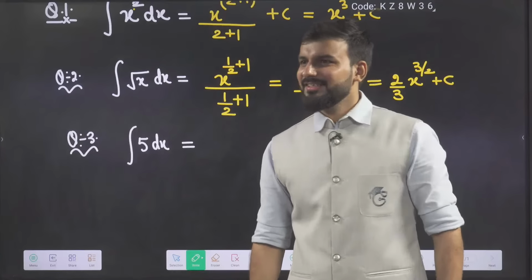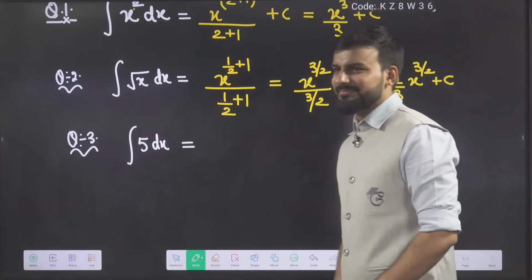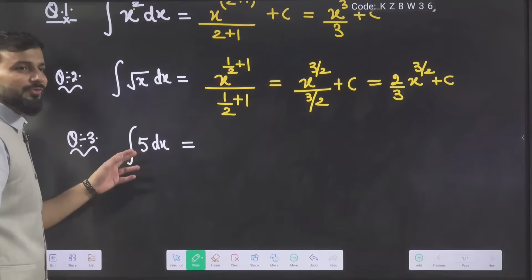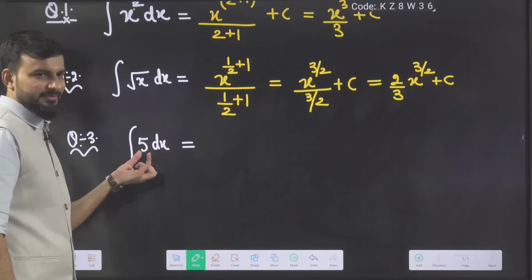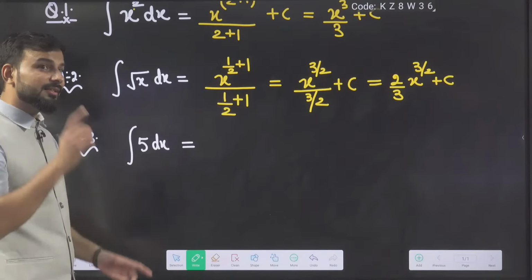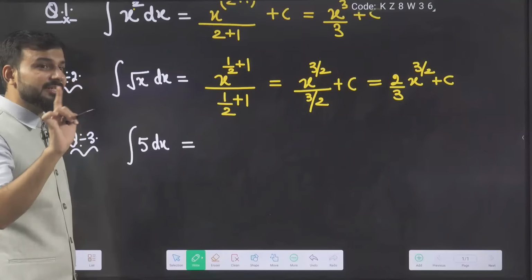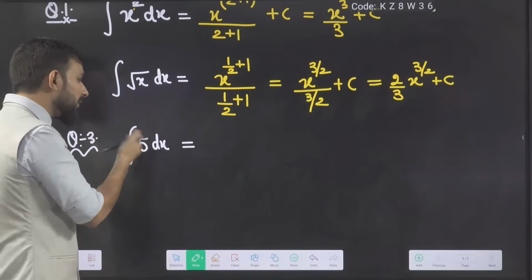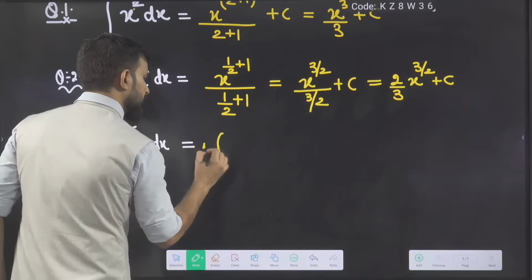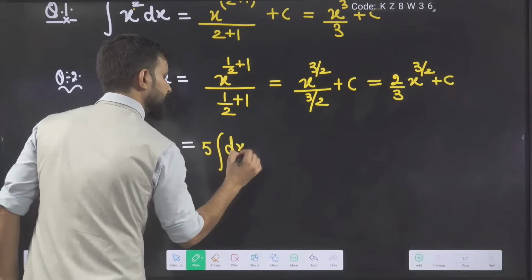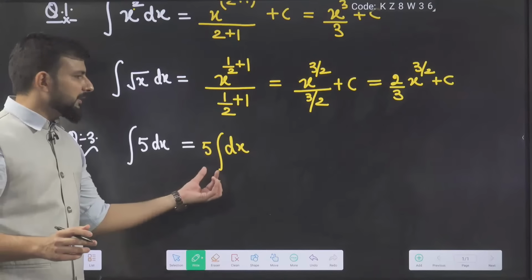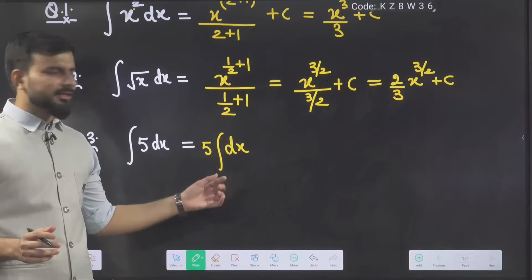Okay, so here what will happen? First of all, it is a constant, and you know that differentiation doesn't do anything to the constant. It only works on the variables. So that is why 5 will come out. 5 will be outside. So there is one simple logic. What is this logic or trick?